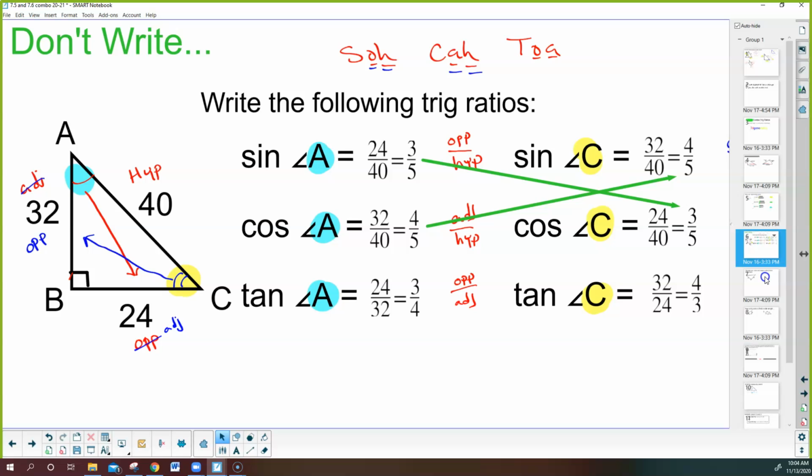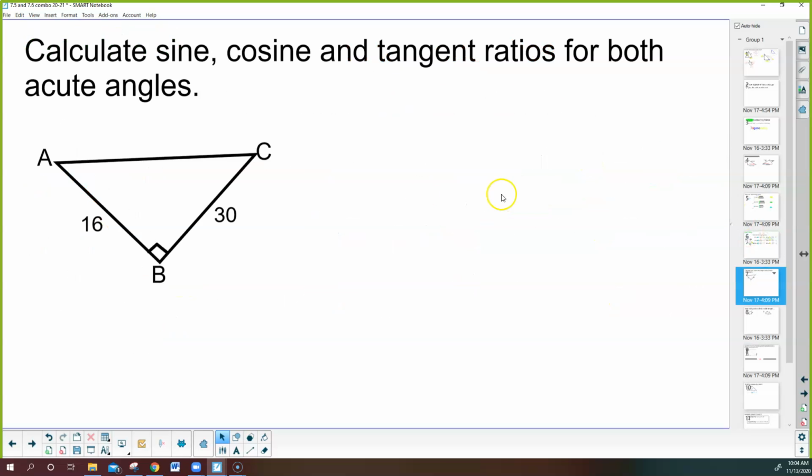But now let me show you why. Okay, why do we need to know this? It sounds like somebody just made up these ratios and it doesn't seem great or fun to use.